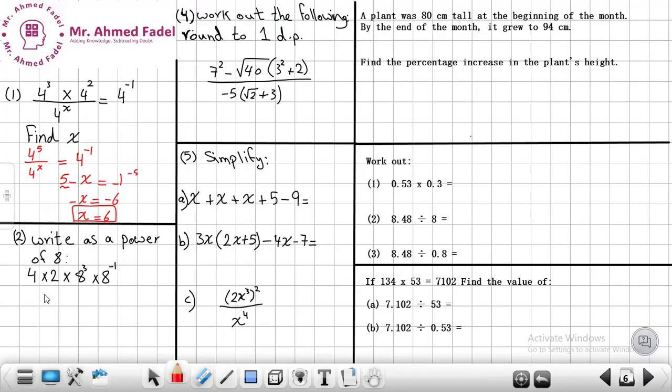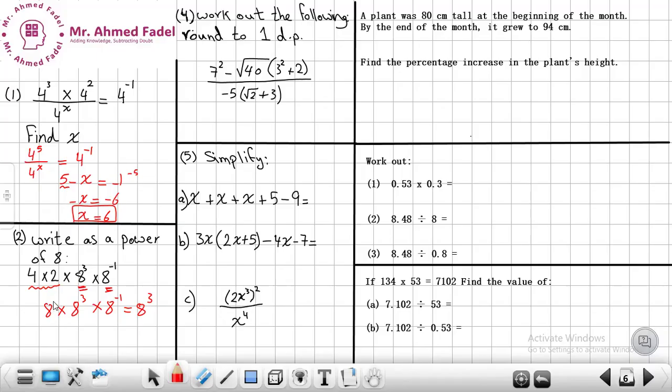Write as a power of 8. Mister, how can I write the 4 as a power of 8 with 2 as a power of 8? No, you just need to make them all into 8s. 4 times 2 is 8. So 8 times 8 to the power of 3 times 8 to the power of negative 1. Add the powers. 1 plus 3 is 4. 4 plus negative 1 is 3. So 8 to the power of 3.